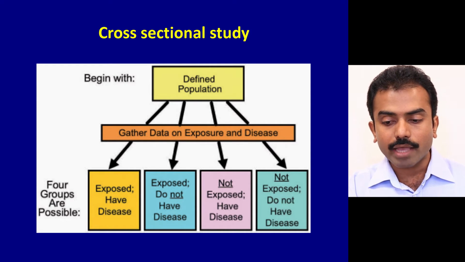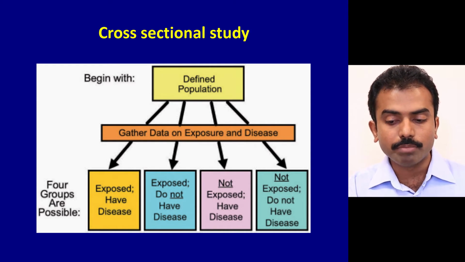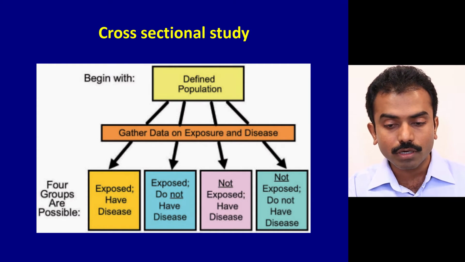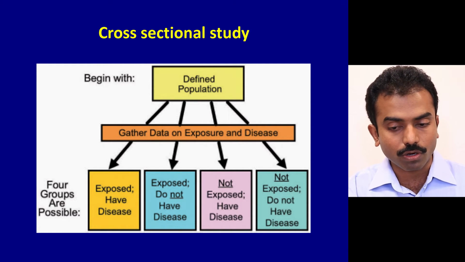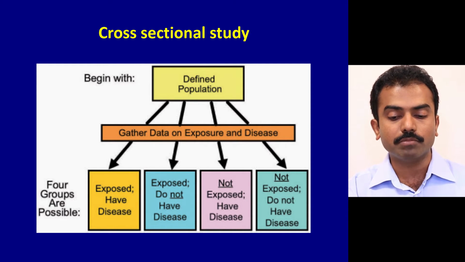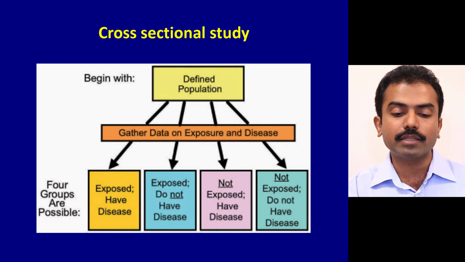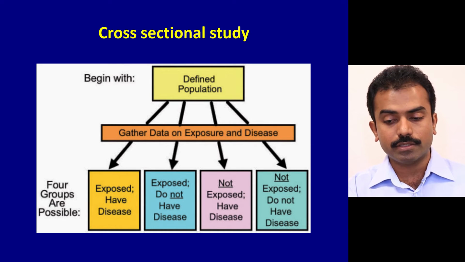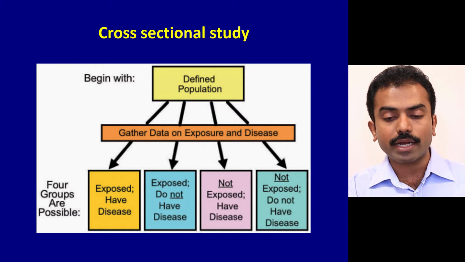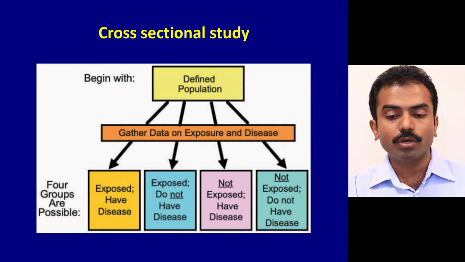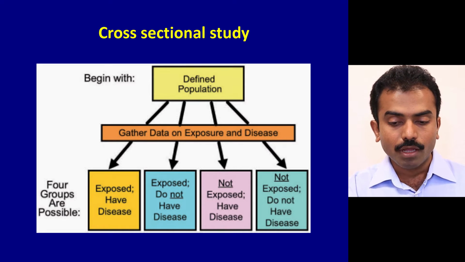Now, I can just go to the people, measure whether they are obese or not, and also measure by some means whether they have osteoarthritis or not at the same point in time. And then, let's say we find that people who are obese are at a higher risk of having osteoarthritis as compared to those who have normal weight. But what is the problem in this design?